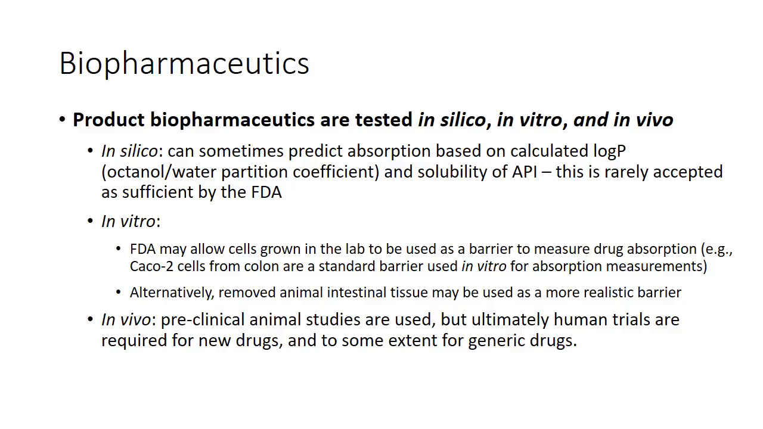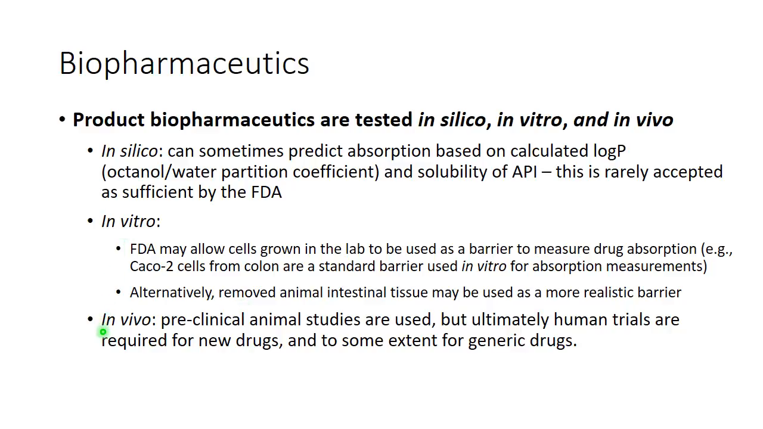FDA. Another method is to remove animal intestinal tissue to provide a more realistic barrier. That would probably be a rodent in many cases. You remove the intestinal barrier, put it in a device that separates one side from the other with fluid, and then add a drug product to see what happens and how fast. You might add the whole powder, or it might already be dissolved. It all depends on your purposes.